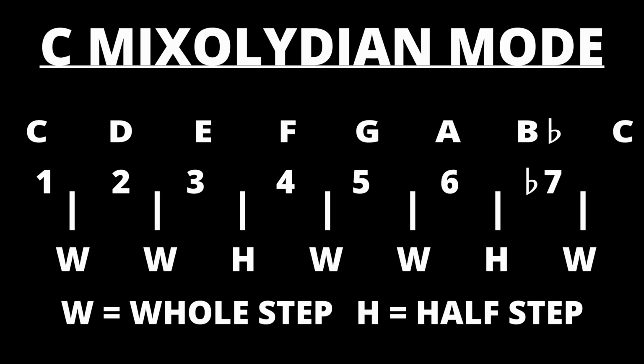The fifth mode is called the Mixolydian Mode. It has the interval pattern whole, whole, half, whole, whole, half, whole. C Mixolydian has the notes C, D, E, F, G, A, and B flat, with scale degrees 1, 2, 3, 4, 5, 6, and flat 7.